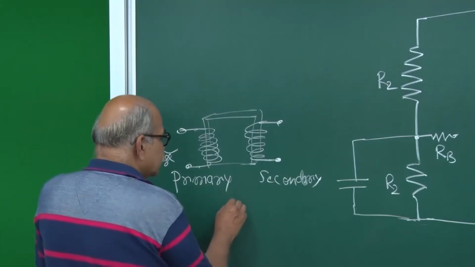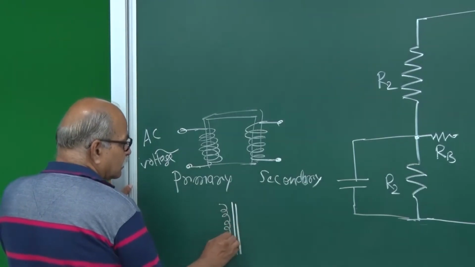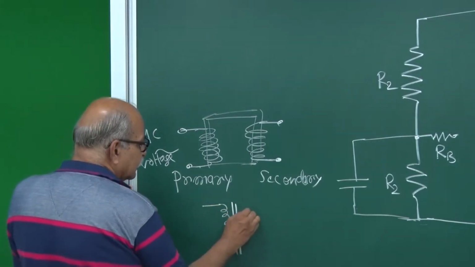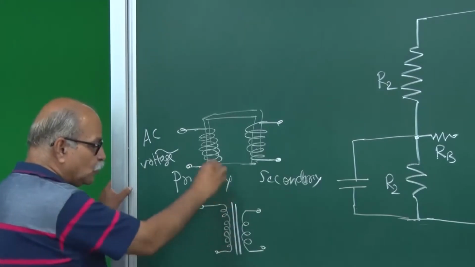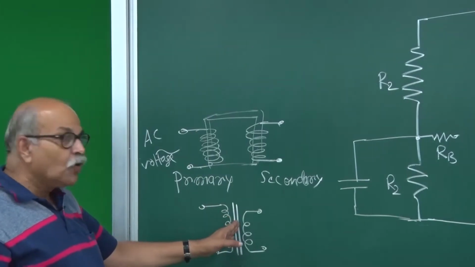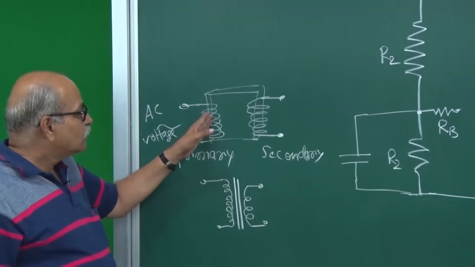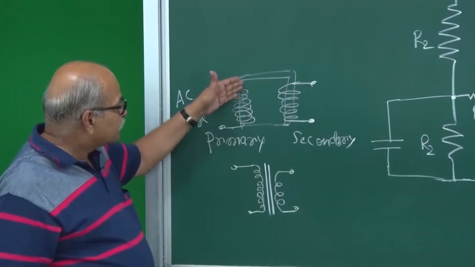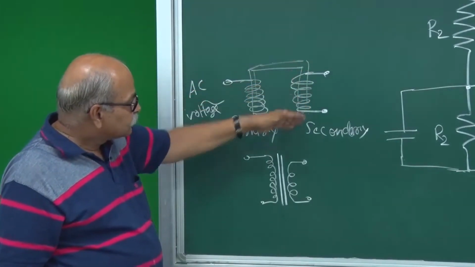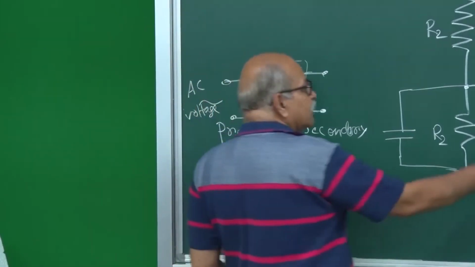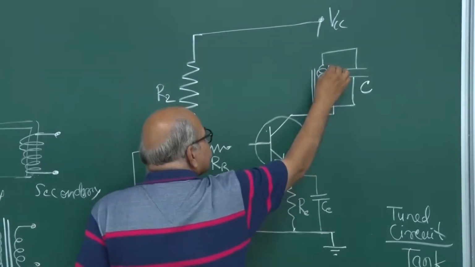And the symbol for this is, you draw 2 vertical lines, and then you draw the primary, you show the primary here and you show the secondary here. So this is the symbol. These 2 vertical lines represent that core which is the bridge for sharing magnetic field between this coil and this coil. Through this ferromagnetic thing, the magnetic field lines are guided, and you have this. So that is the symbol. So we put the symbol here. This is that transformer primary. This one is that primary.